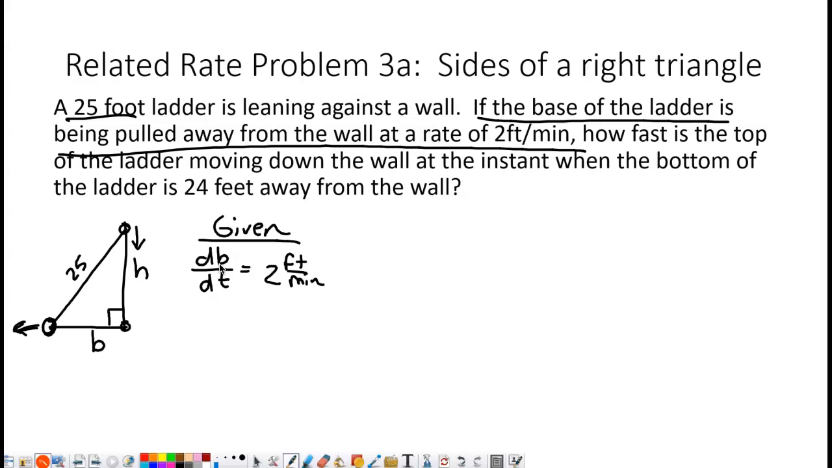This person doesn't have much of a life. Apparently, they have nothing better to do with their time than to pull the bottom of a ladder away from a wall at a rate of 2 feet every minute.